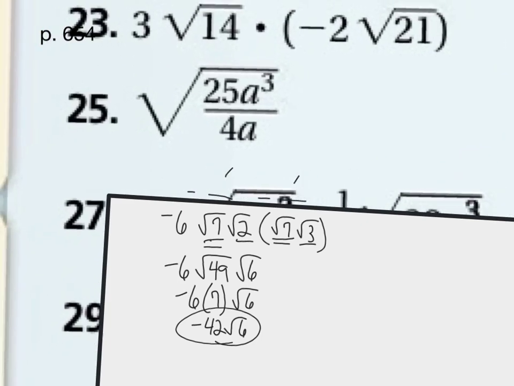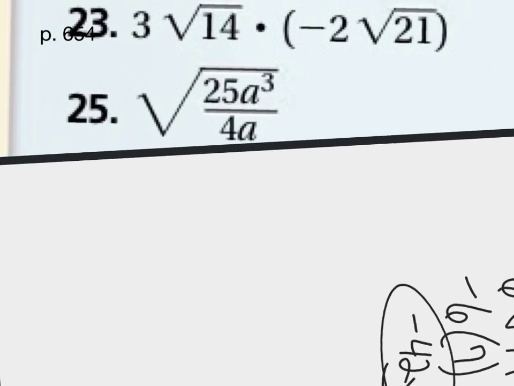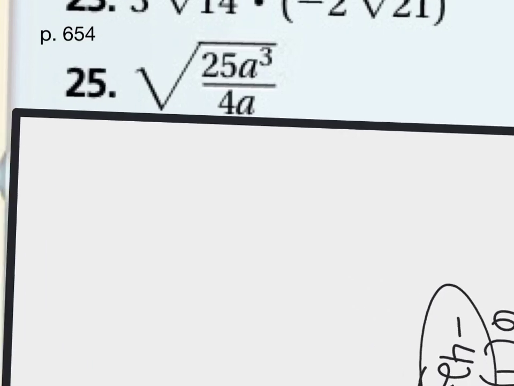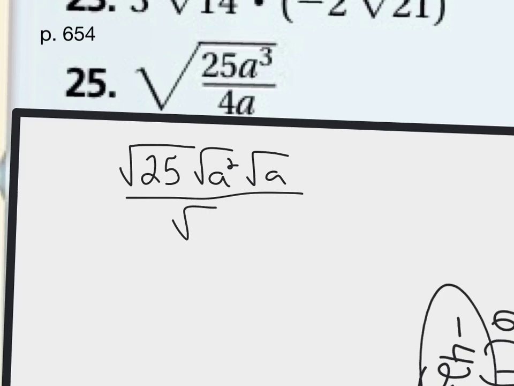If we look at number 25, what's different there is that we have a fraction, and then also we have variables. So let's try to break this up. In the numerator, we have a 25. We also have an a squared. If you want to keep those under the same radical, you can. Those are both perfect squares, so that just leaves us with the square root of a. In the denominator, we have the square root of 4, and then that leaves us with the square root of a.